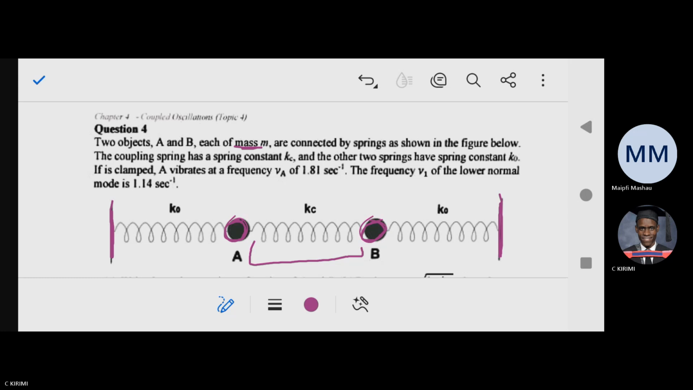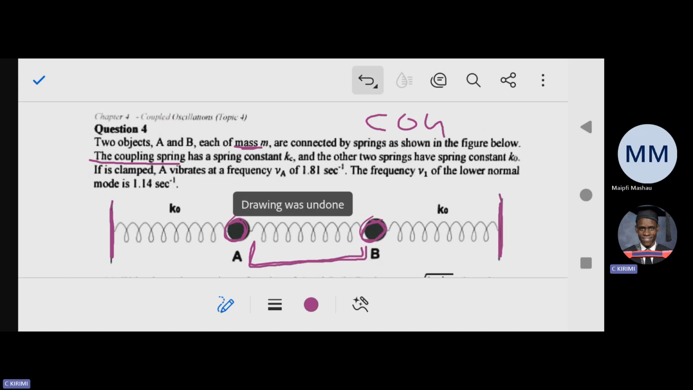Then also there is a spring that is coupling them, joining them together, which is the middle one. That is why it's a coupling one. Coupling, does it mean joining? Yes, exactly. Joining those two springs. Joining, just like a couple. If you are a couple, what does it mean? We are connected. They are connected. Yeah, you see, that is where it's coming from. Coupling, or they are joining those two.